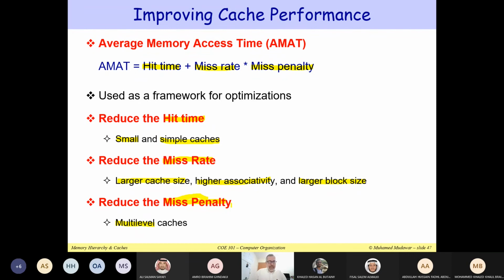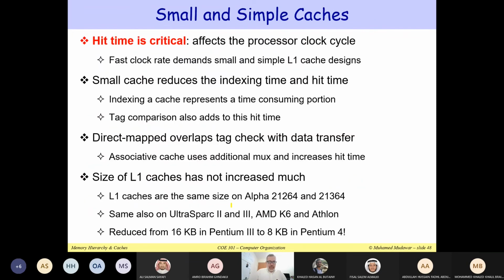There are some details here in this presentation about reducing the hit time. The hit time is critical because it's going to affect the clock cycle of the CPU. If you use a large level 1 cache, this is going to increase the clock cycle of the CPU. So for this reason, people actually keep the level 1 cache small and simple. There are some details here, and I'm going to move very quickly now.